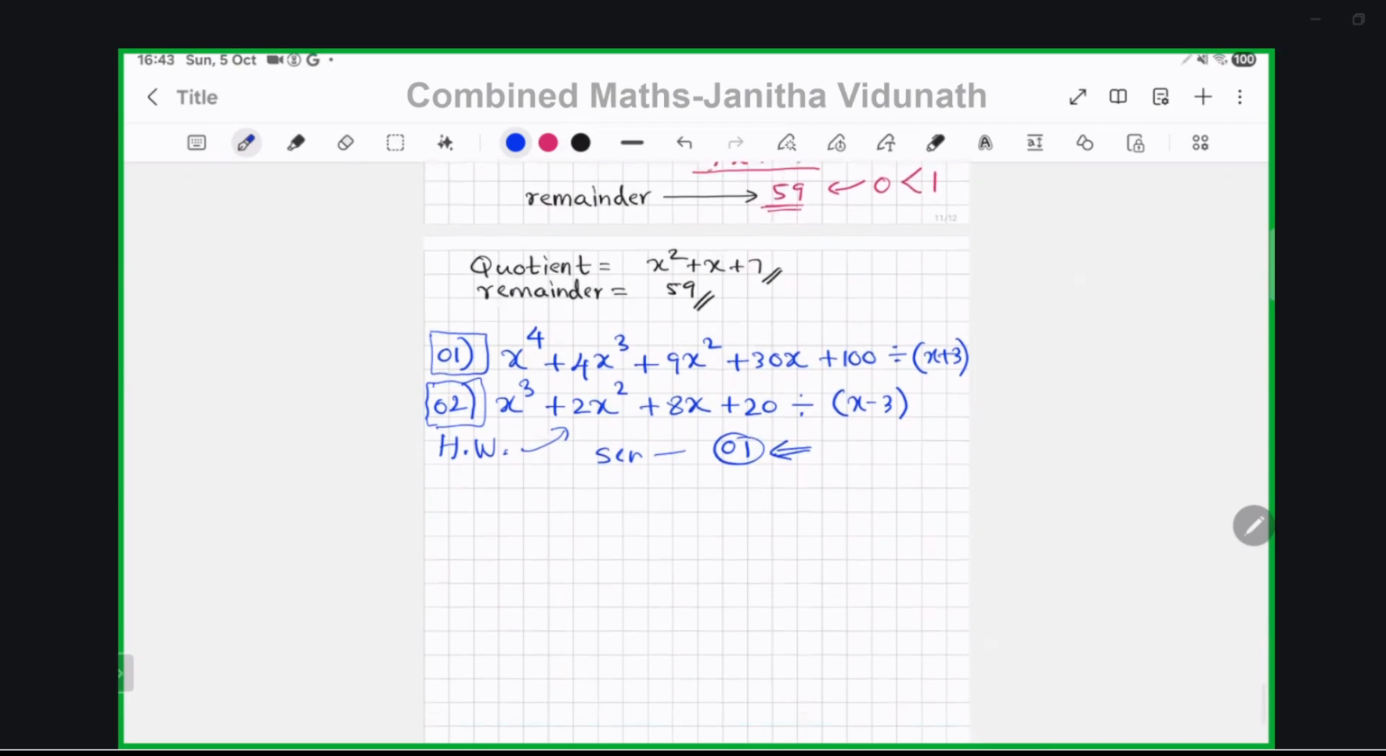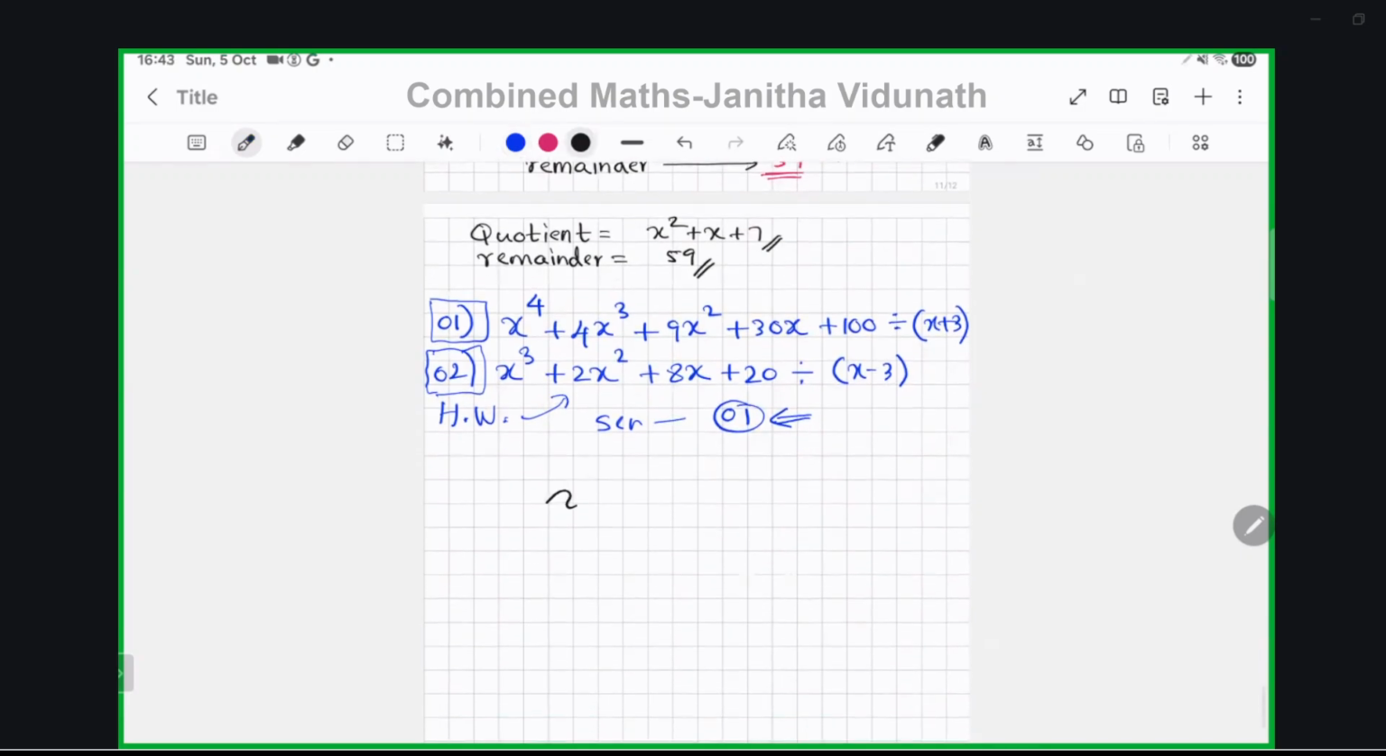Okay. Now I will do the question. Here our question is x to the power 4 plus 4x cube plus 9x square plus 30x plus 100. We need to divide this by x plus 3. First, we need to compare the leading term of the dividend and the leading term of the divisor. That means x to the power 4 over x means x cube. Now the first term of the quotient is x cube.